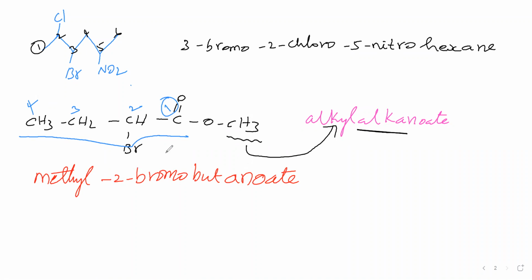In place of 2, we can use Greek letters, that is, alpha. Why? Because this is an ester, and this carbon directly attached to the ester is called the alpha carbon. So bromine is present at the alpha carbon. Therefore, in place of 2, alpha can also be used.